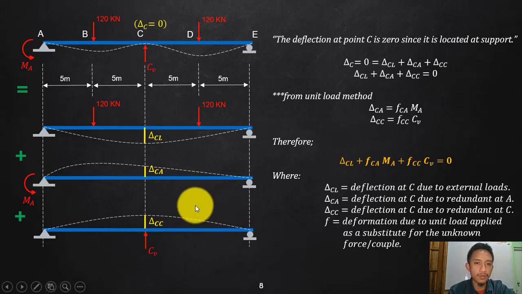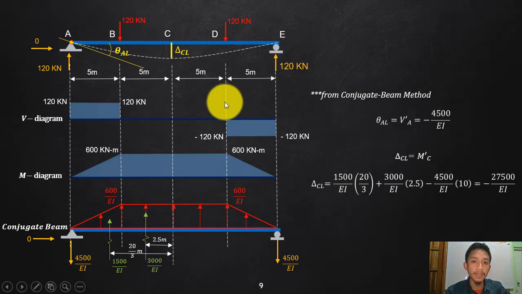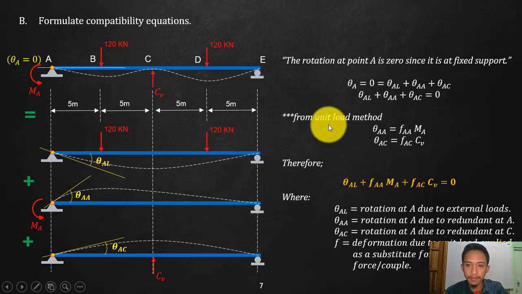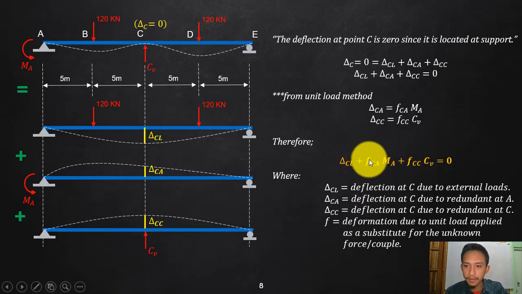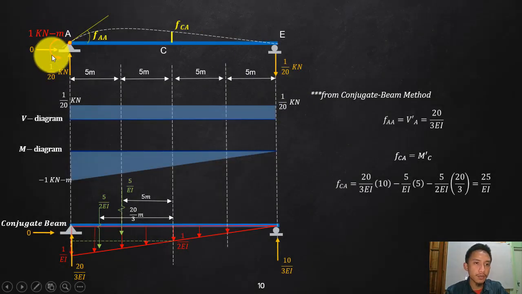Considering unit load, since we do not know this one. So we are done with the external loading. So if you will try to look, we have this one and we have that one already. So all we need to find is this small f, and then you will have now your two equations. Okay, so let's start with the redundant at A, which is a moment. Since we do not know that one, we will be considering a unit moment. Okay, so we will apply there 1 kilonewton meter, since our unit is kilonewtons and meter.